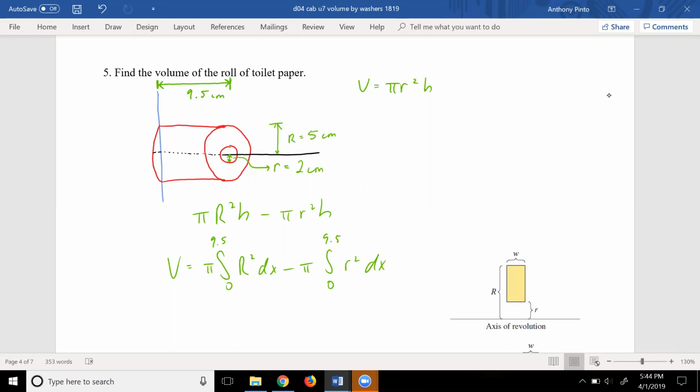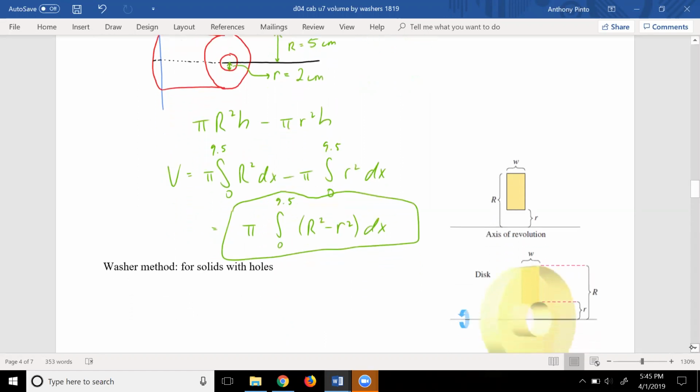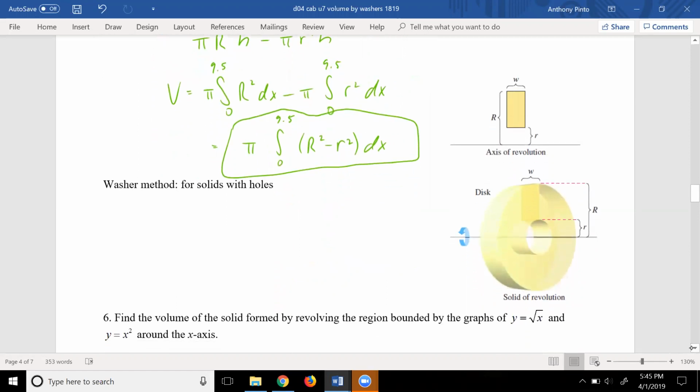And we can simplify that by saying pi times the integral from 0 to 9.5 of big R squared minus little r squared dx. That's going to be the main equation that we use when working with this washer method. So down below, you can see it says washer method for solids with holes.